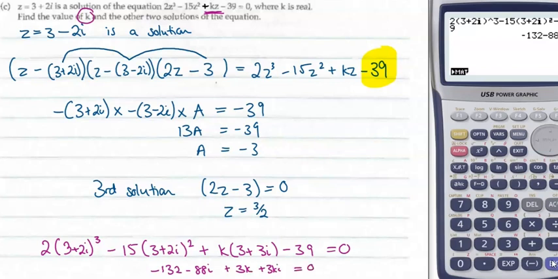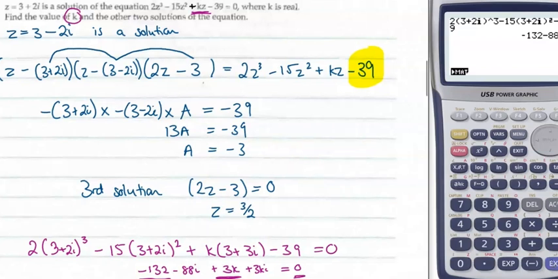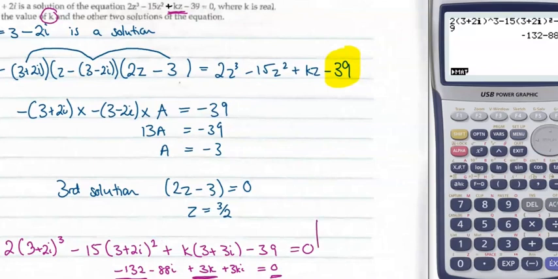So the easiest thing is to look at the real part here. That has to equal 0. So minus 132 plus 3k equals 0. So therefore, I'm just going to come over to the side a little bit here. So 3k has got to be equal to 132. So k must be 44.